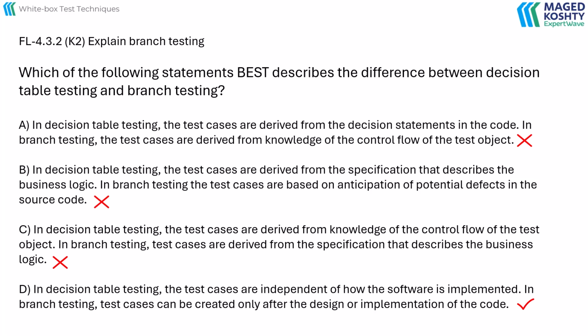Decision table testing is a black box testing method, which means that it looks at how the test object behaves without looking at how it is implemented. Because of this, the test cases don't depend on how the program is built. Branch testing is a white box testing method, which means that test cases are based on the analysis of the test object structure. Because the test cases depend on how the software is designed and coded, they can't be made until the test object has been developed or implemented.